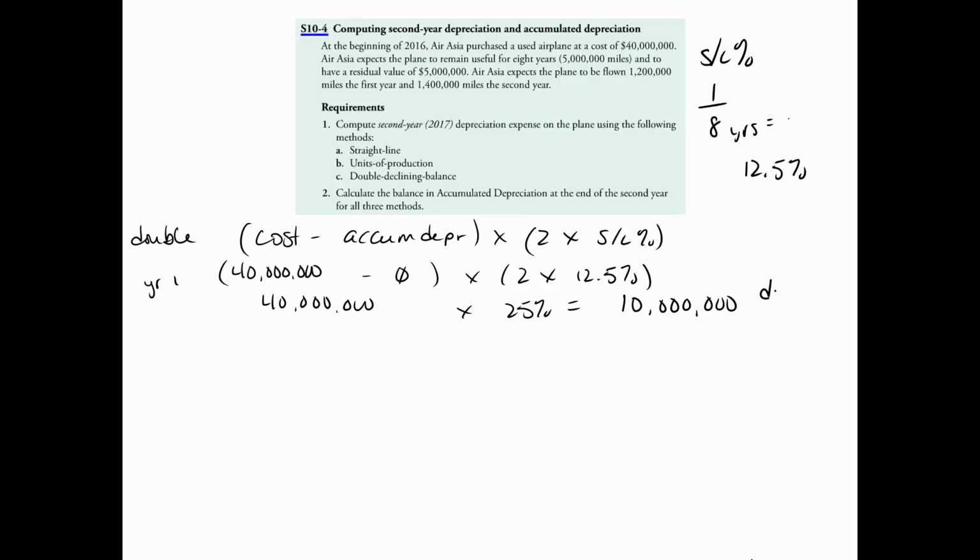Then in year 2, the cost will be 40. And now I have 10 million in accumulated depreciation. So 30 million is the book value. Times 25% gives me depreciation expense of 7,500,000 in year 2.